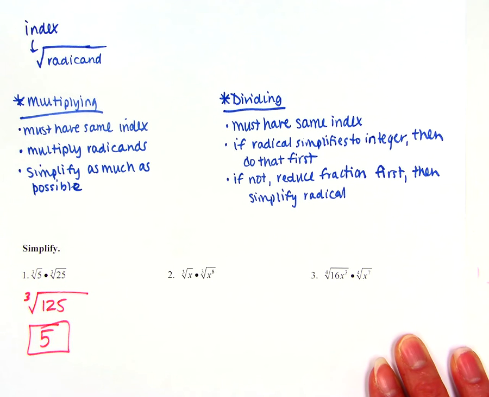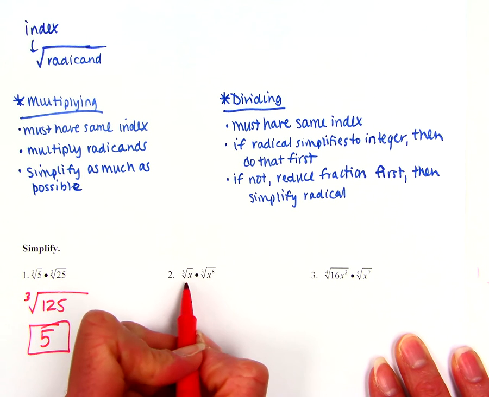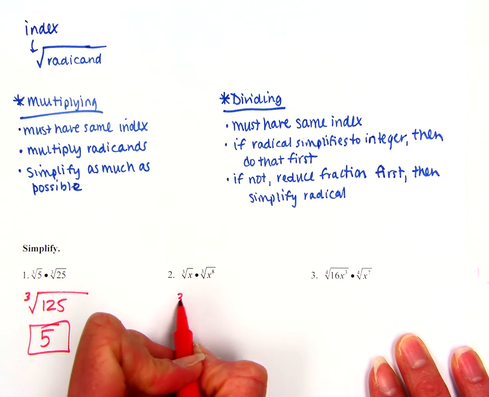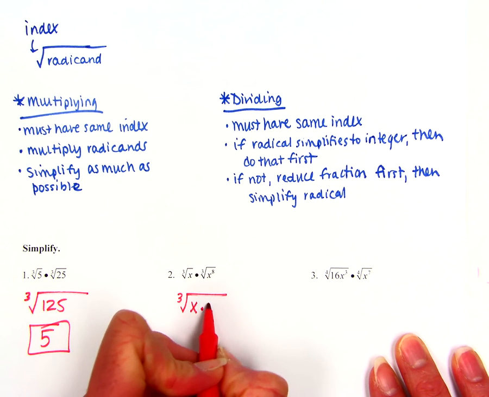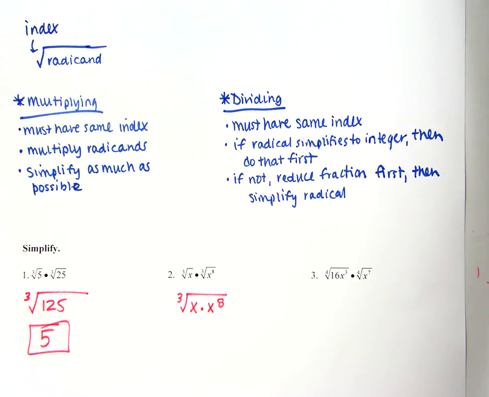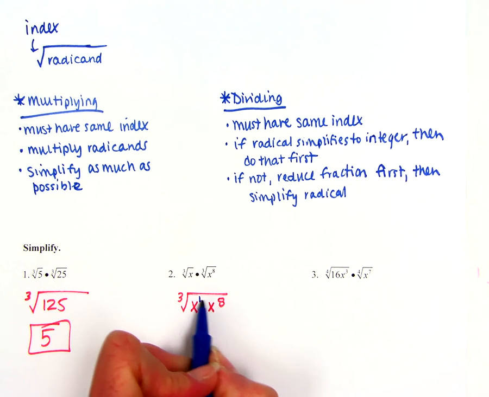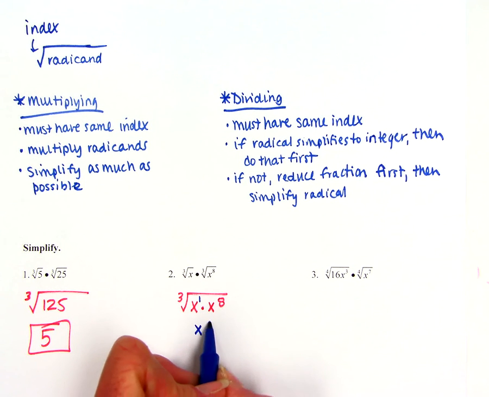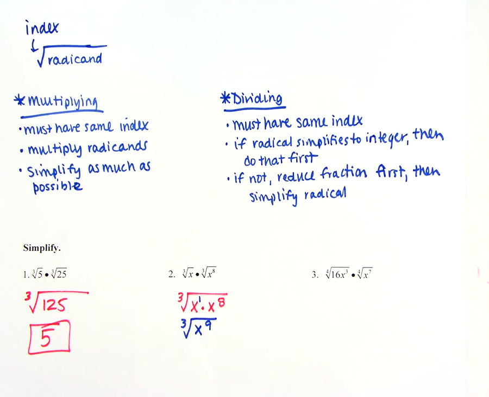Alright, if you look at the index of each of these radicals, we have a cube root, so this must be a cube root. So we're going to go ahead and multiply x times x to the 8th. And then as a reminder of what we did a few days ago, if you're multiplying and you have the same base, you just add your exponents. So 1 plus 8 is x to the 9th. So we have cube root of x to the 9th.